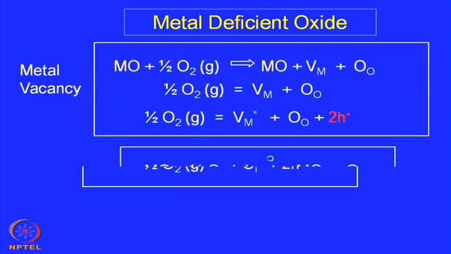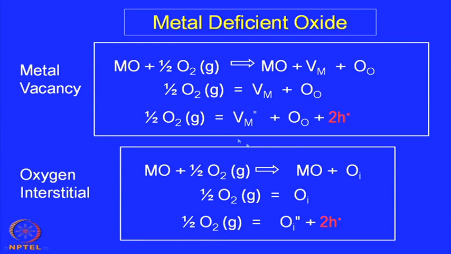and the final consolidation is here: the metal deficient oxide can be created either by metal vacancy or oxygen interstitials. Both of them will result in the same thing so far as the charge balance is concerned. We are basically interested in what kind of concentrations of different defects will be created as a result of this metal deficiency, and you can see in both the cases, whether it is metal vacancy or oxygen interstitials, we are generating two holes.